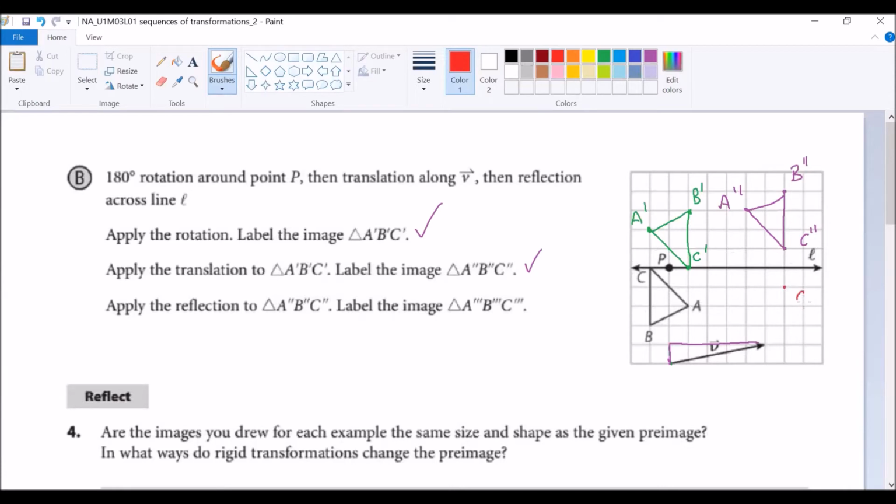Here's C triple prime. B is 3 away from that, so 3. There's B triple prime, and A would go 3 down and 3 more down to here. A triple prime. That is our triangle. Done.